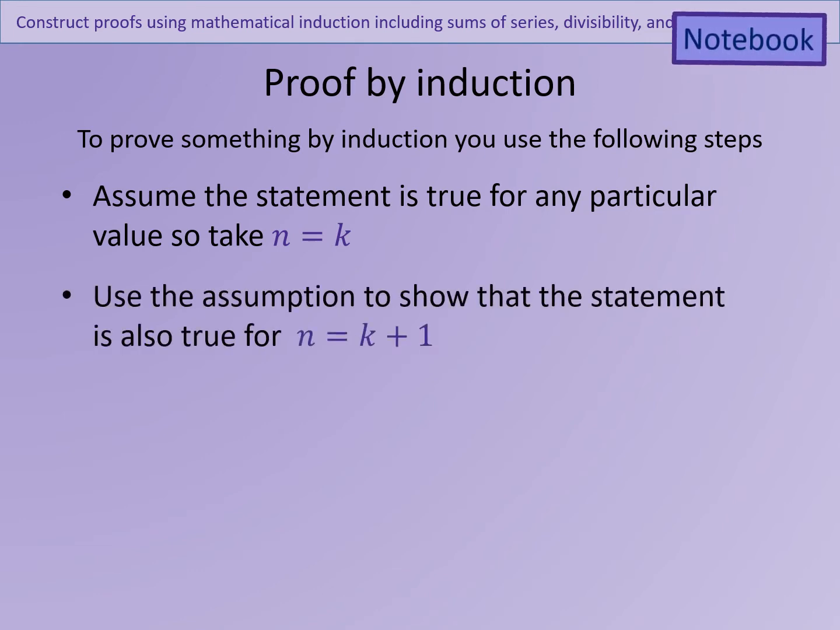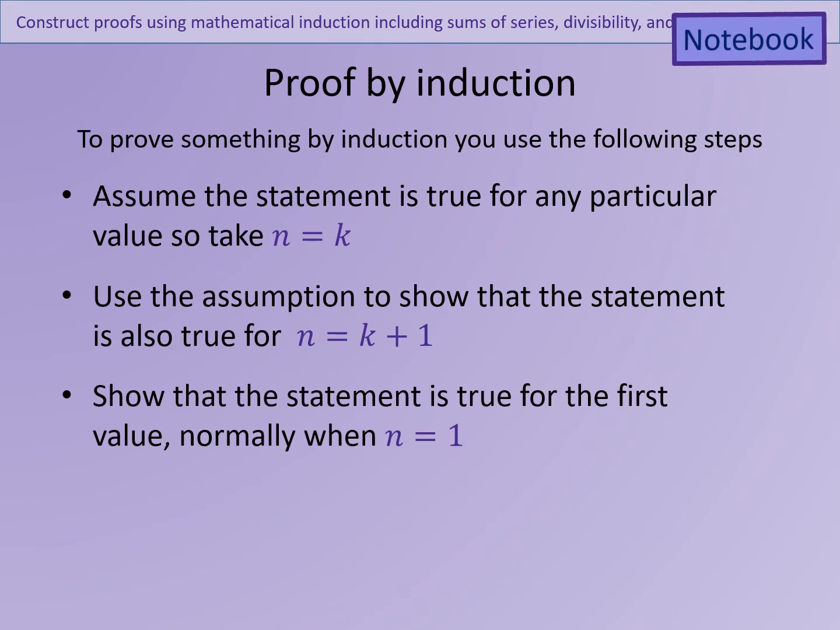We then use this assumption to show that if it is true for n equals k, it will always be true for the next number along, so n equals k plus 1. It's often helpful to write down the thing that you're aiming for in this step, as that way you can see when you're getting somewhere near. This is called the inductive step, so show that if it works for a particular value, it will always work for the next value along.